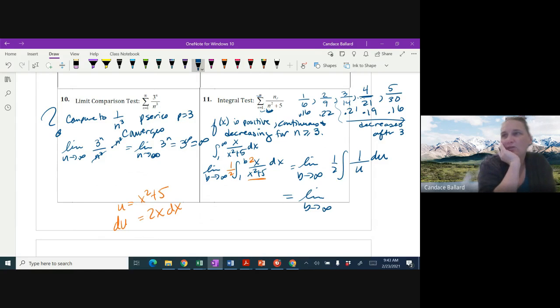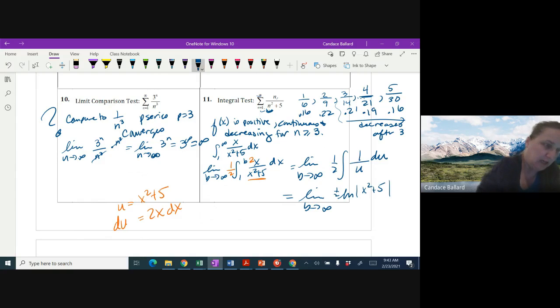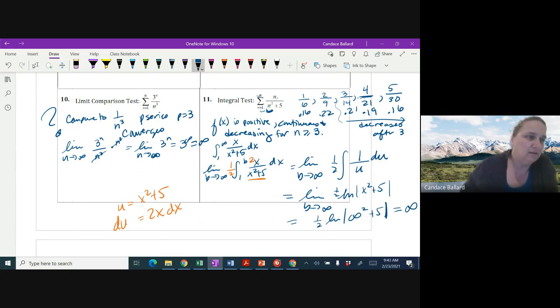All right, you guys are right. We have the natural log, and it's going to have a 1/2 out in front. Natural log absolute value, and instead of writing u, I'm going to write x squared plus 5. So when I plug that infinity in, natural log of infinity squared plus 5 equals infinity. So when it equals infinity, yes, I have to put the bounds.